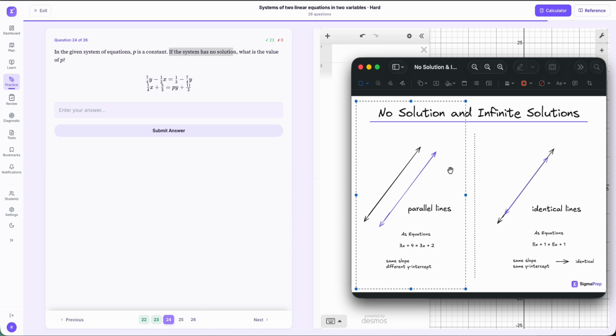It means you've got parallel lines, right? On a graph, we want to make sure they're parallel. As equations, it means they have to have the same slope, different y-intercepts, but this question is never about y-intercepts, just about making the slopes the same.